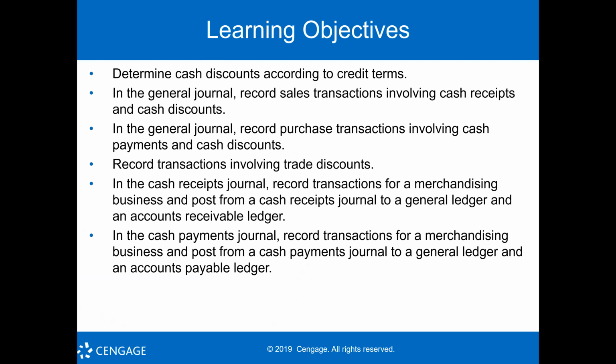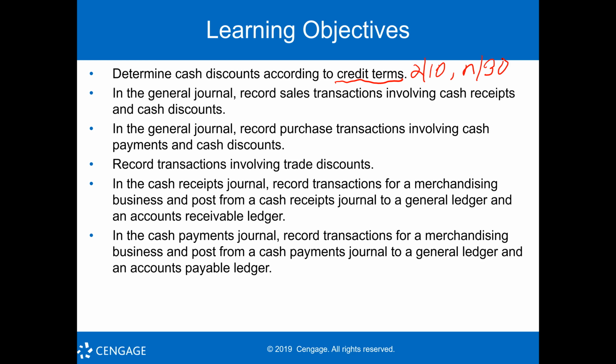Some of the learning objectives here in Chapter 10: determine cash discounts according to credit terms. In the general journal, record sales transactions involving cash receipts and cash discounts. And just so we remember, the credit terms are those that we saw, the 2/10 N/30, right? That means 2% off if paid within 10 days, or the net amount is due in 30.